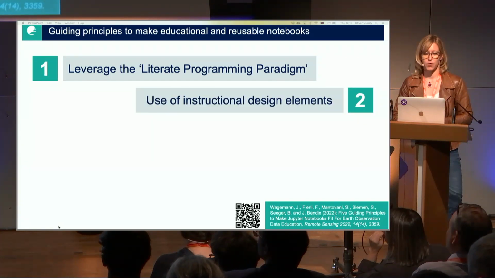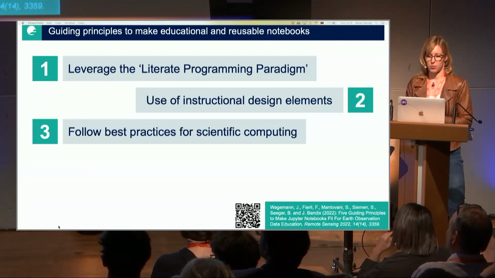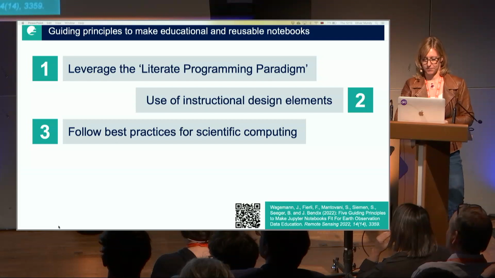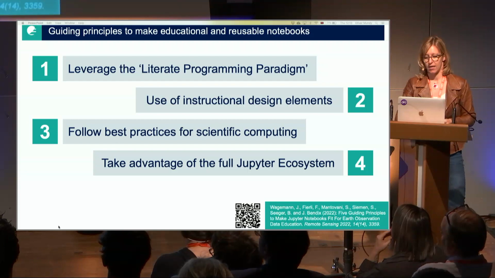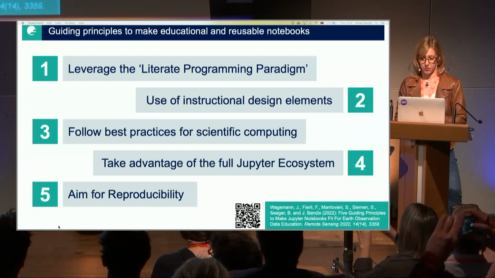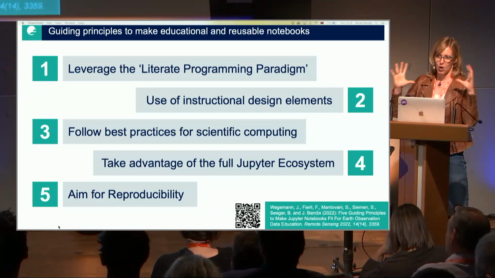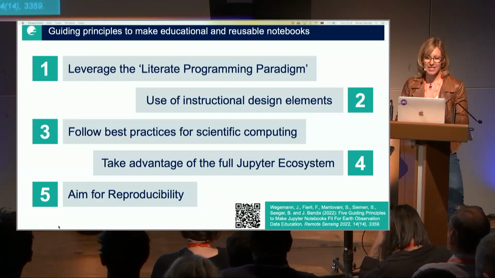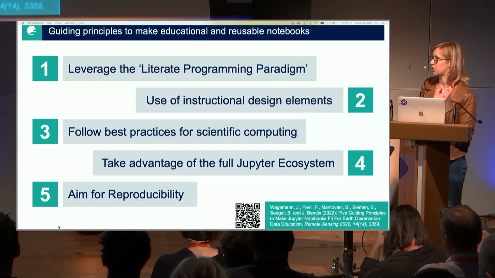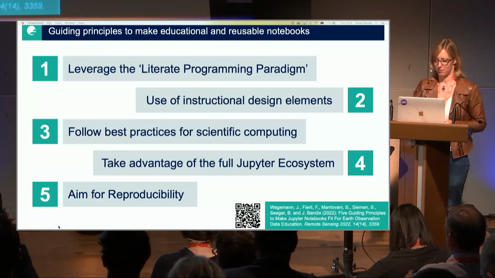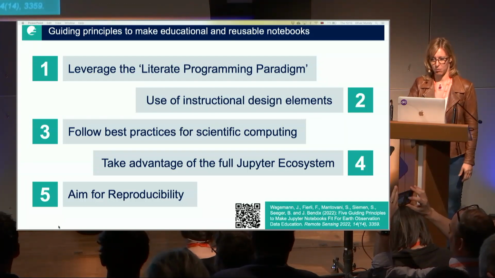And so the 5 guiding principles that emerged from our experience are: first, leverage the literate programming paradigm. The second is to use instructional design elements. The third one is to follow best practices for scientific computing. The fourth one is to take advantage of the full Jupyter ecosystem. And the fifth is to aim for reproducibility. If you're interested in more content and also our reasoning why we think these are the 5 guiding principles, there is a published paper in Remote Sensing on this work. So I will now go through each of these 5 principles a bit more in detail.